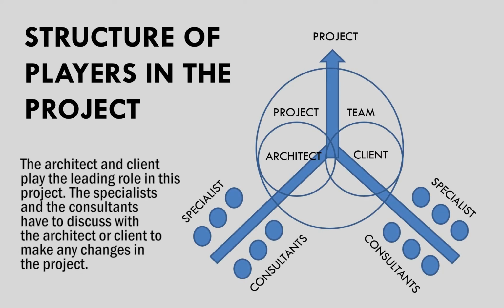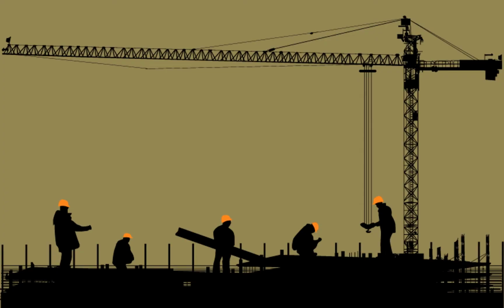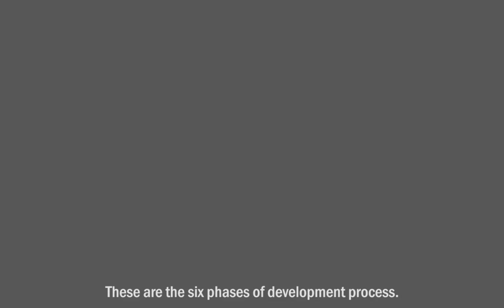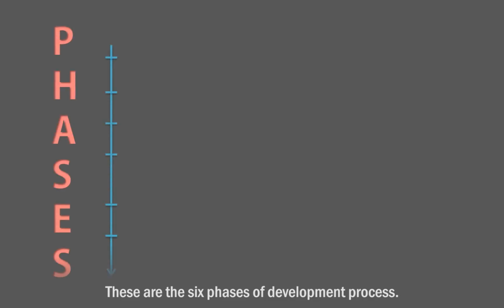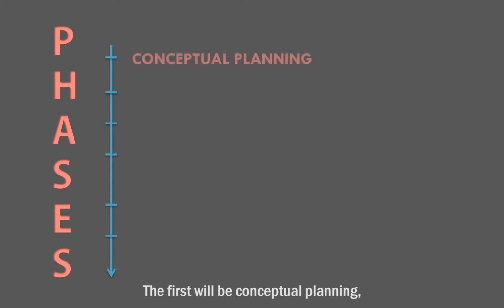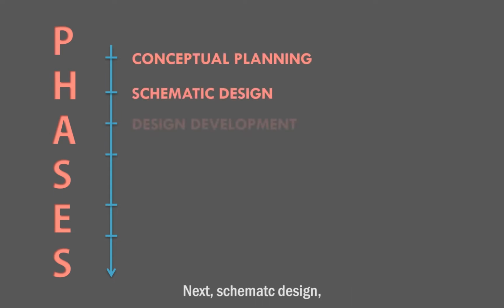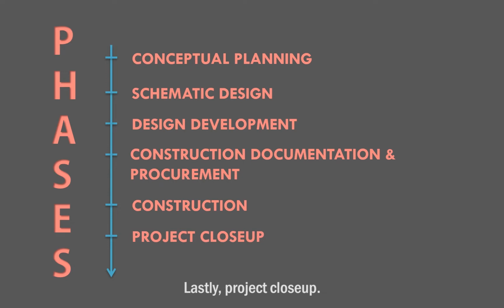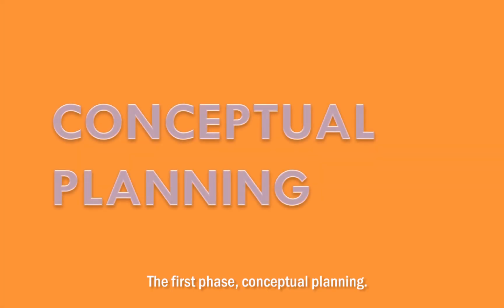The architect and client play the leading role in this project. The specialists and consultants have to discuss with the architect or client to make any changes in the project. The following is the development process and the construction phases for the particular project. These are the 6 phases of the development process. The first will be conceptual planning, next schematic design, third design development, followed by construction documentation and procurement, fifth construction, lastly project closeout. The first phase, conceptual planning.